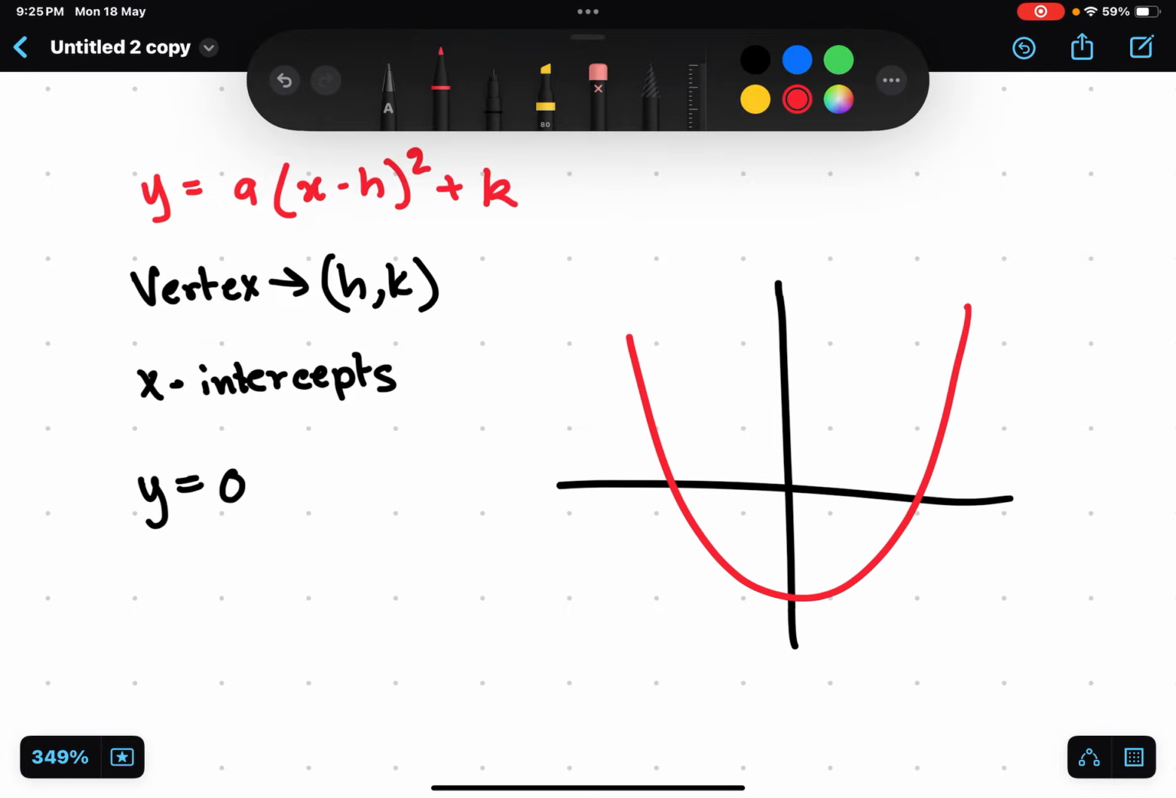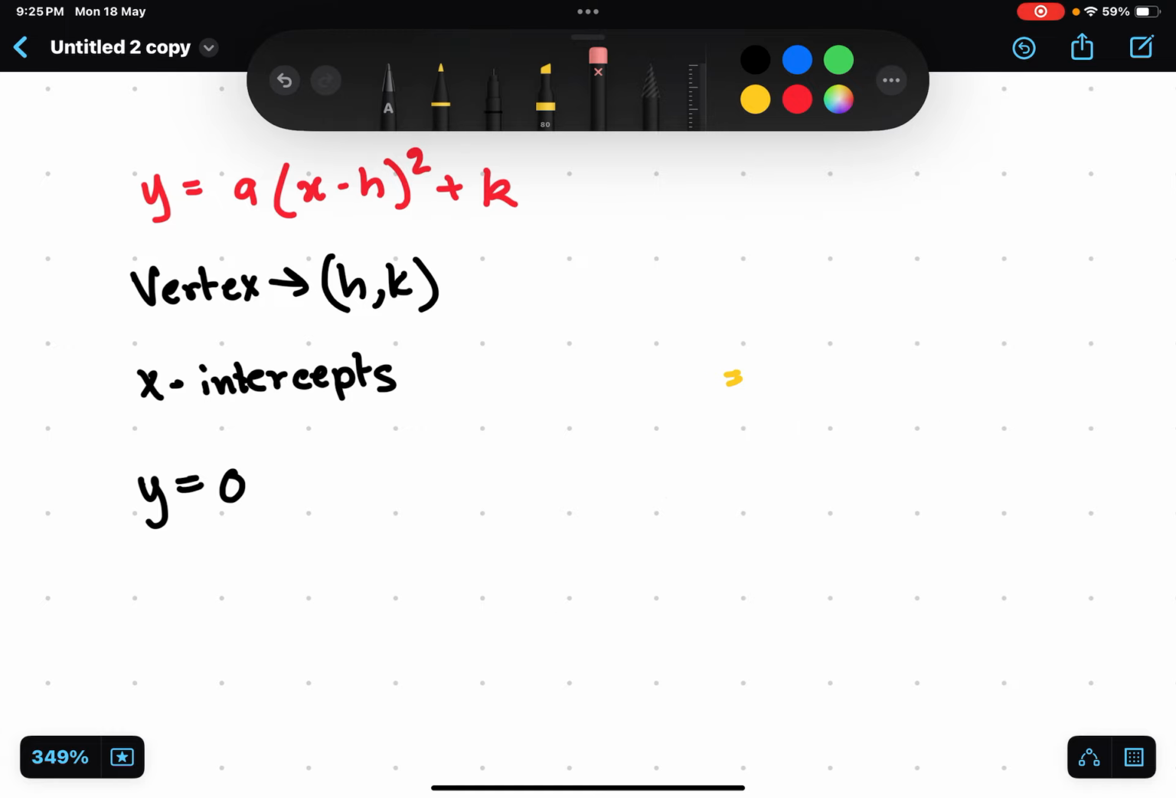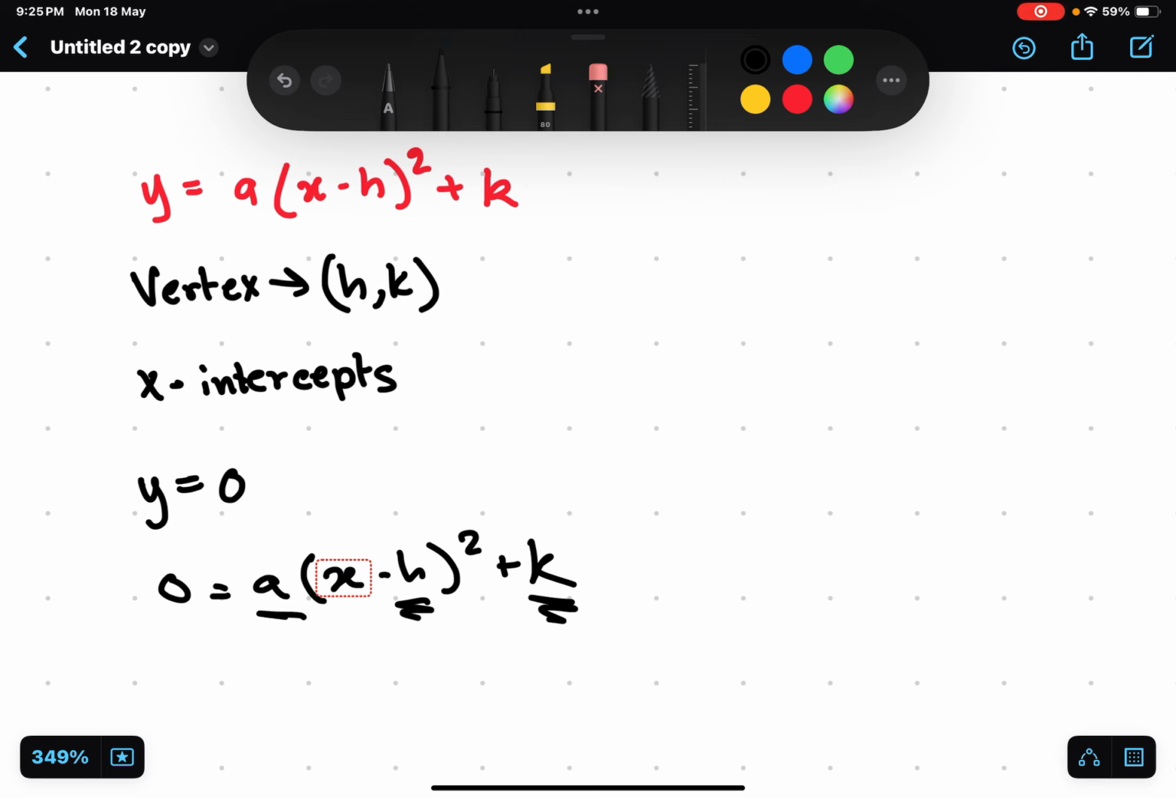X-intercepts are basically the values of x over there. And as you can see, y is equal to 0 over there. So that's why you can find the x-intercepts like that. Once you set y to 0, you will have 0 is equal to a(x minus h) squared plus k, and you can find your x values from there. You will not have these variables when you're doing this. It will be easier. So that's how you can do it.